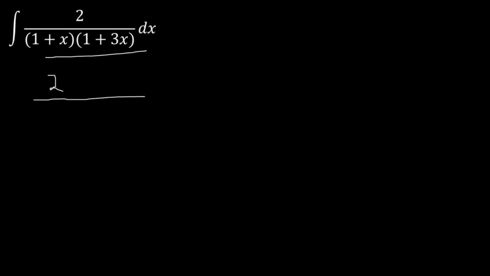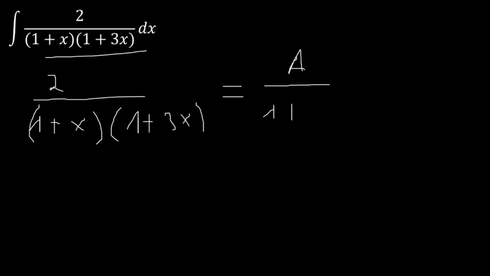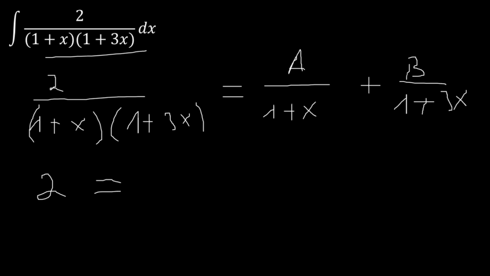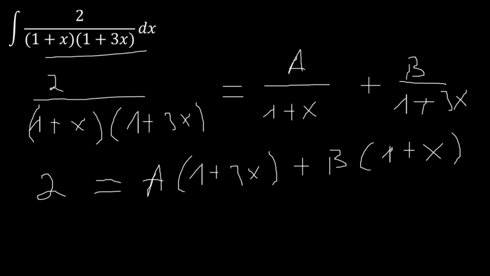We just first express this question into partial fractions, that is 1 plus x and 1 plus 3x. In partial fraction, this will be in the form a all over 1 plus x plus b all over 1 plus 3x. From here you can easily solve it by doing the LCM, and the denominator will cancel out. That will be equal to a into 1 plus 3x plus b into 1 plus x. We now have 2 is equal to a plus 3ax plus b plus bx.